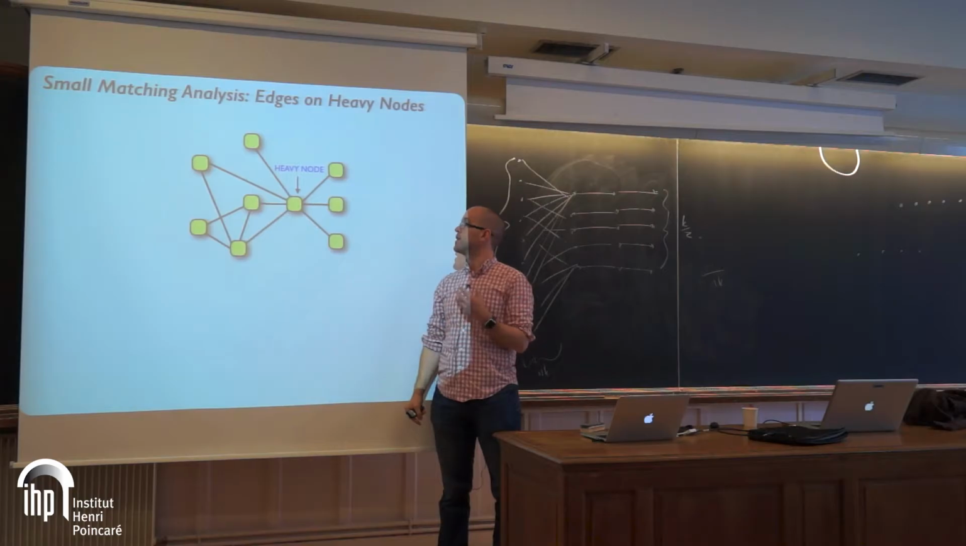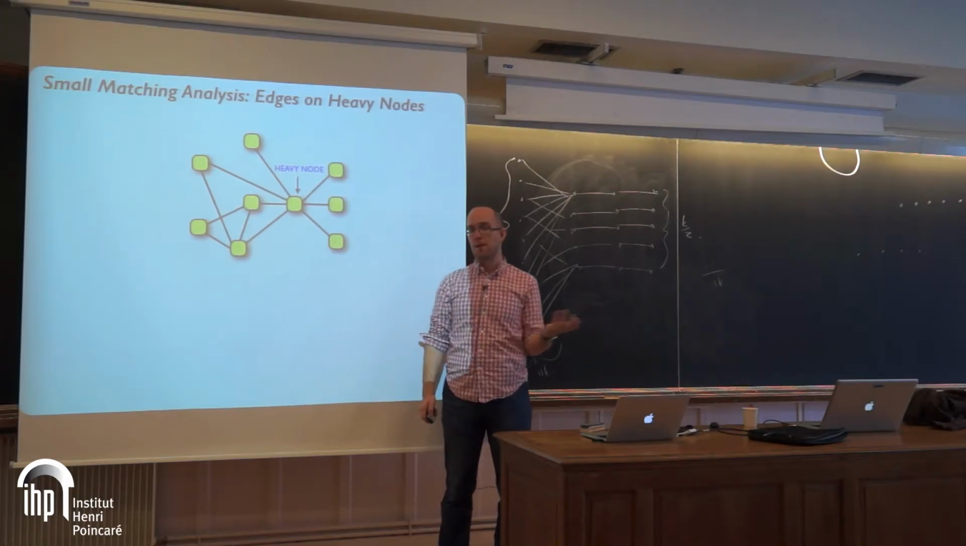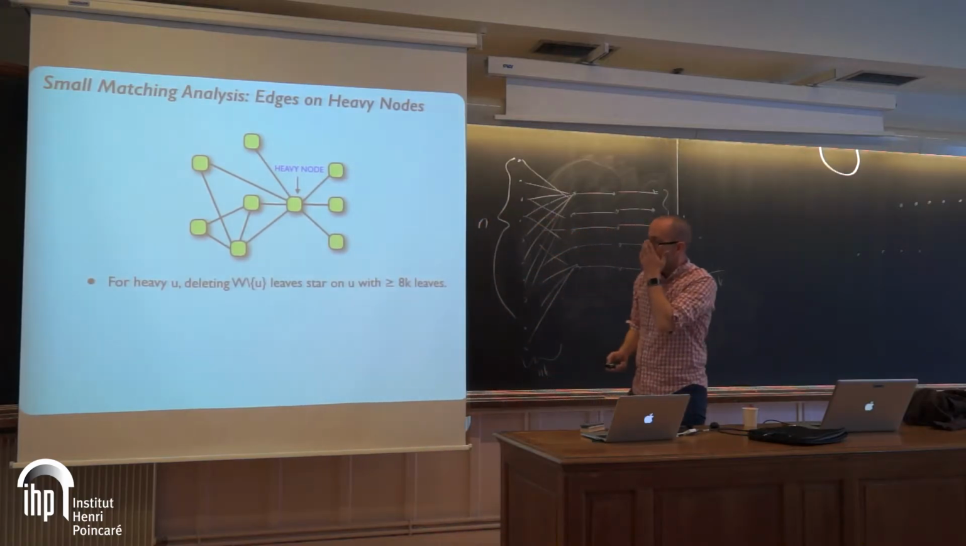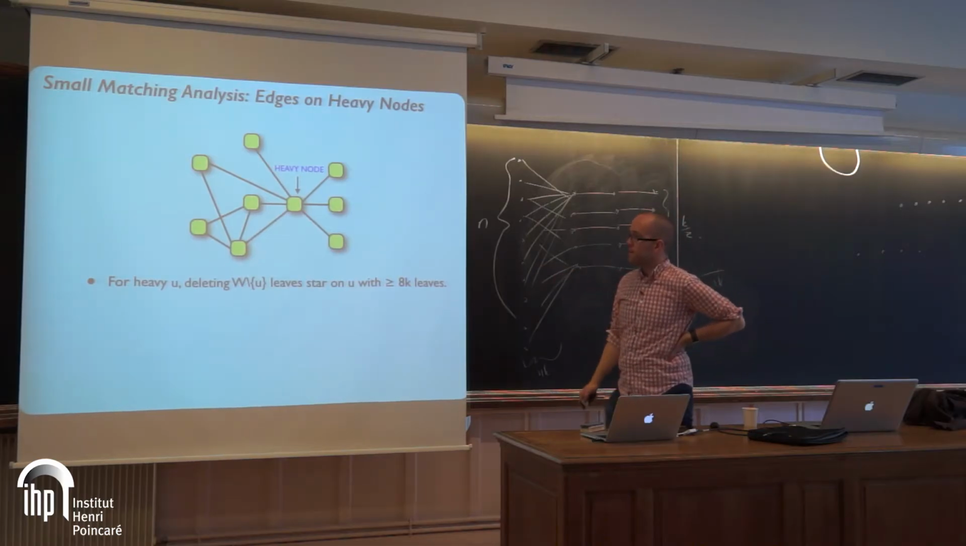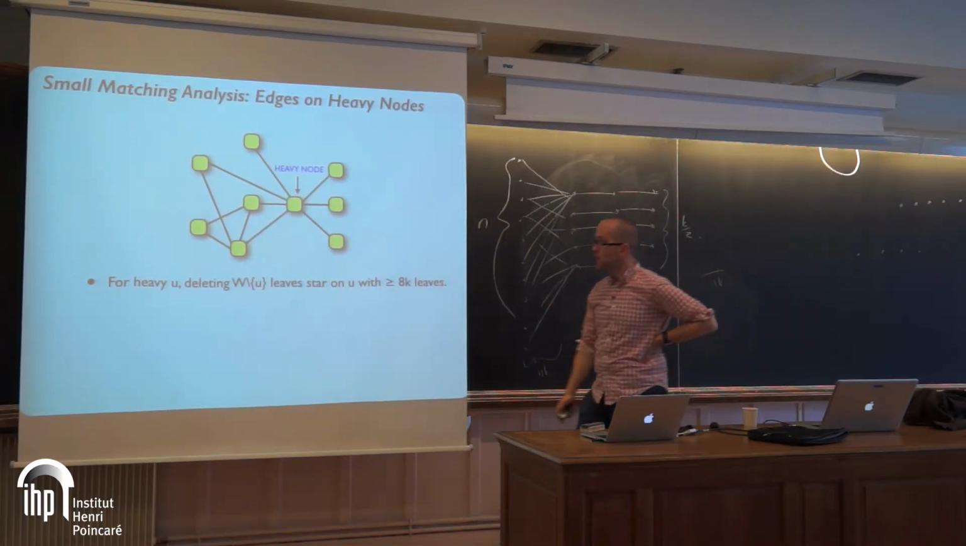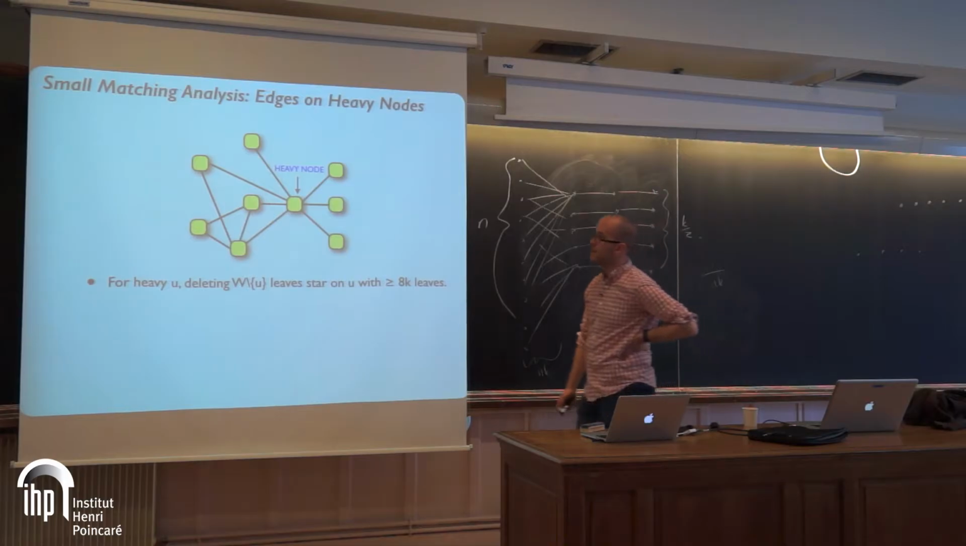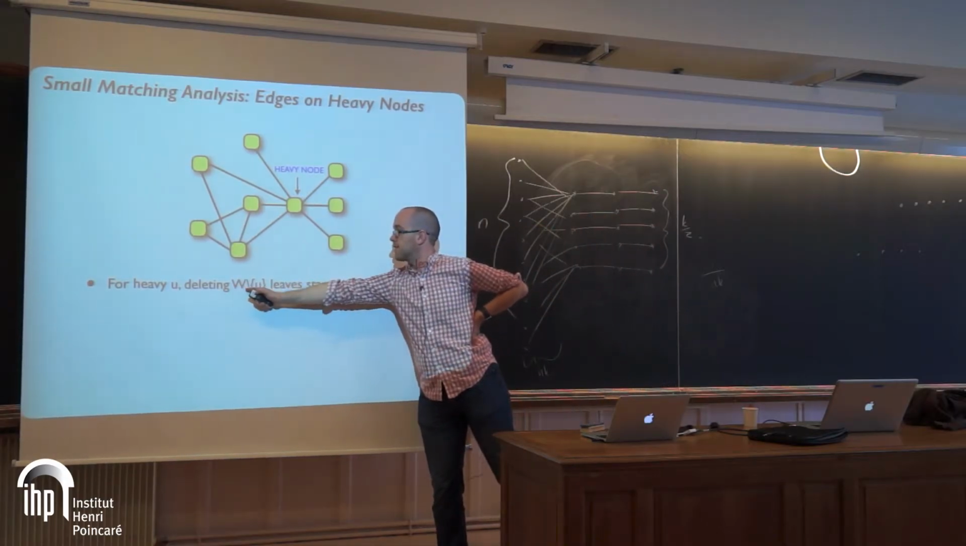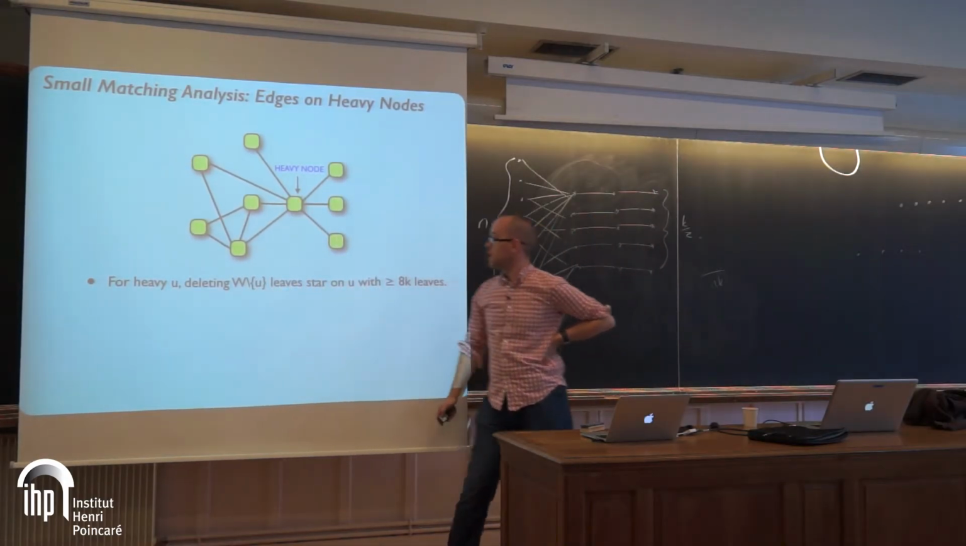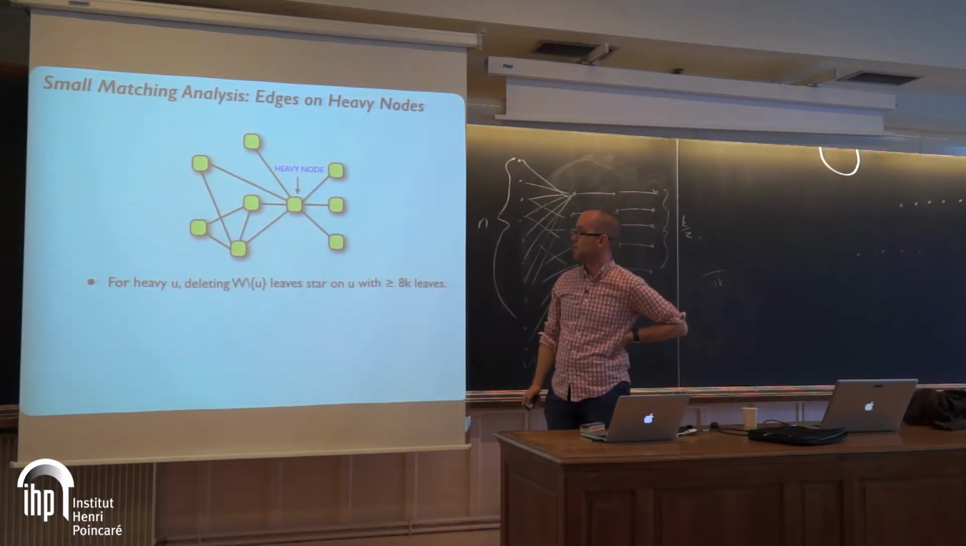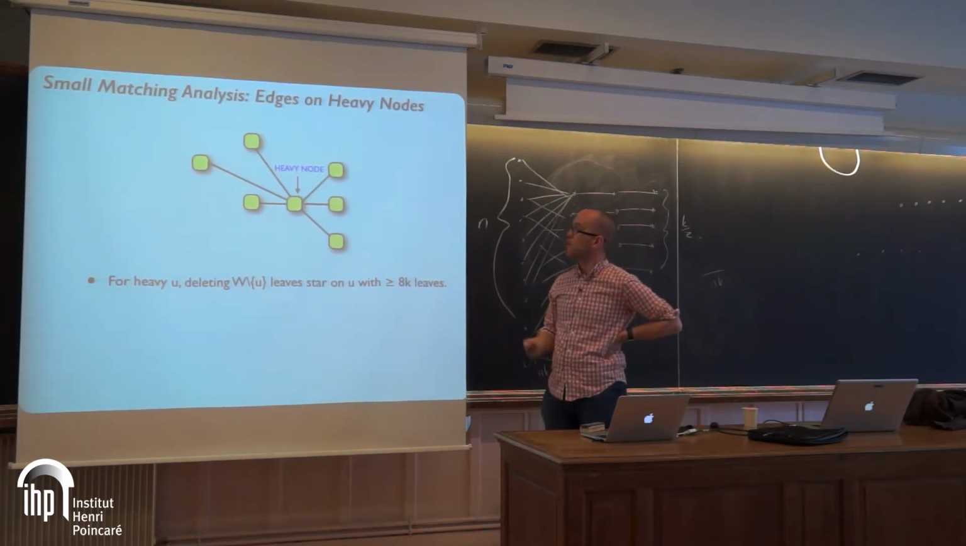So let's do the heavy node case. Remember, we want to argue that after we've taken a whole bunch of Snape samples, this node still looks relatively heavy. It was a heavy node initially because it had a degree greater than 10k. We want to argue that after the sampling, its degree is bigger than 5k with high probability.